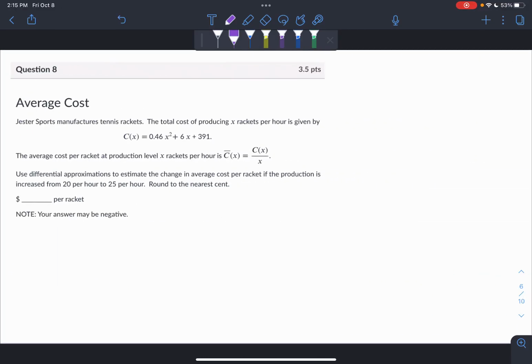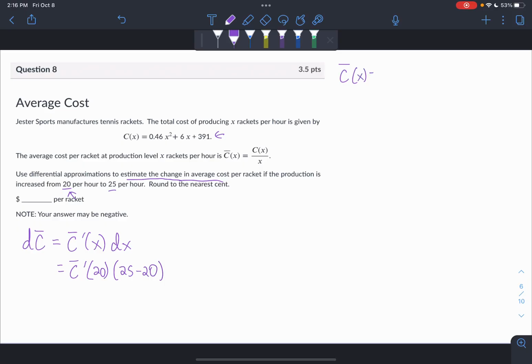Average cost now. So we have a cost function here, and we want to estimate the change in average cost if we increased production from 20 to 25. So this is going to look like our dC average is going to be C average prime of x times dx. And more specifically, we want to know from 20, if we increase 20 to 25, what's going to happen to my cost. So we're going to need C average of x first.